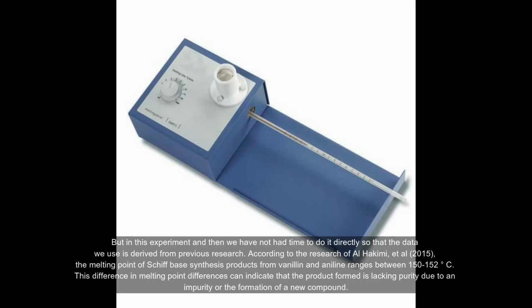The next stage after obtaining a constant mass is testing the melting point on the melting point apparatus. But in this experiment, we did not have time to do it directly, so the data we use is derived from previous research. According to the research of Al-Hakimi et al. 2015, the melting point of the Schiff-Base synthesis product from vanillin and aniline ranges between 150 and 152 degrees Celsius. This melting point difference can indicate that the product is lacking purity due to an impurity or the formation of a new compound.